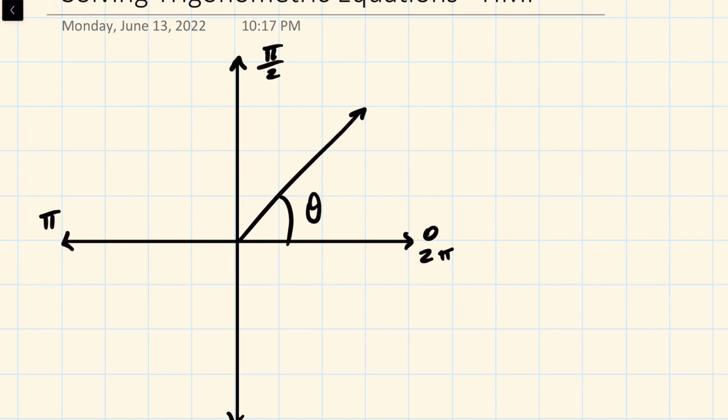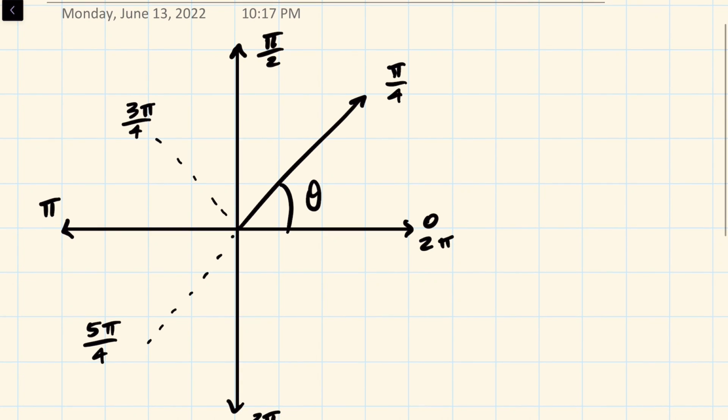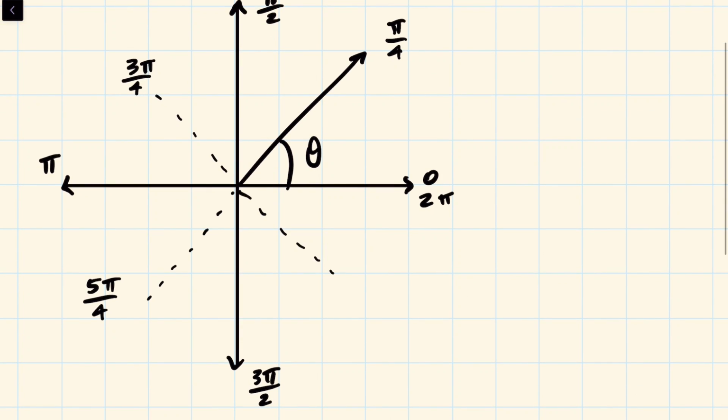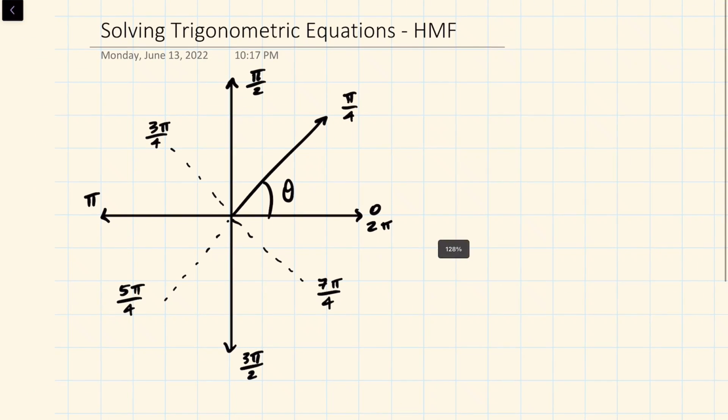Okay, and so that would mean that in between here, this is pi over 4. Over here, we have 3 pi over 4 when the arm is there, so that's halfway in between there. And then over here we have 5 pi over 4. And over here we have 7 pi over 4. Okay.